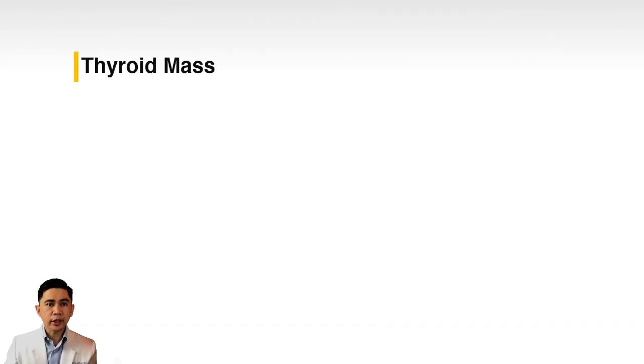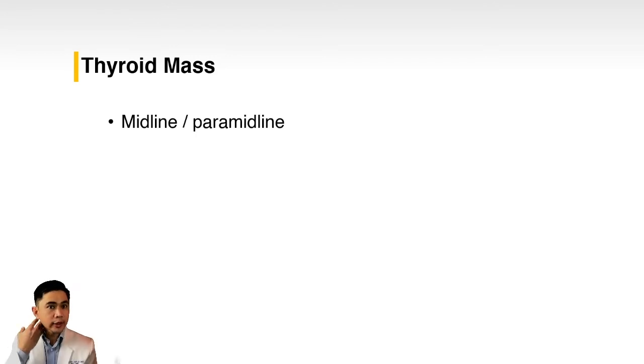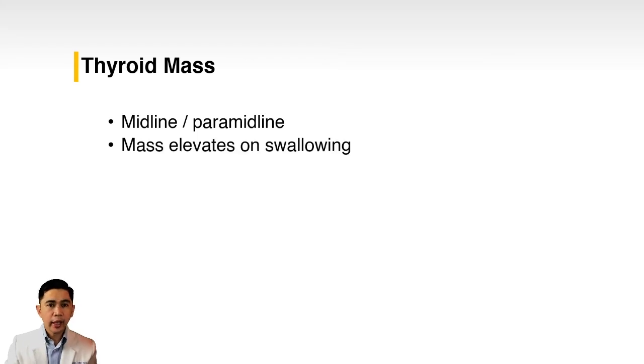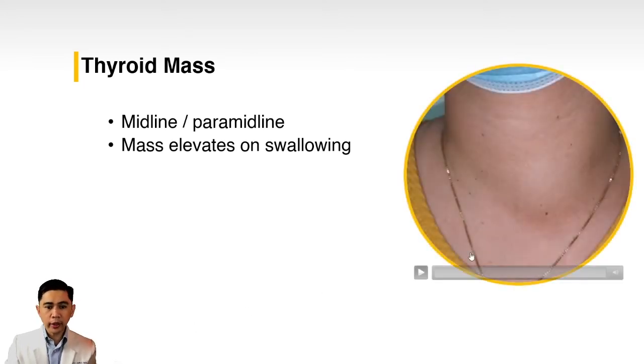So first is the thyroid mass. How do we know if the neck mass comes from the thyroid? First, it is midline or paramidline. It is in the center, it's not on the side, so it's usually in the center. That's where the thyroid is, and it elevates on swallowing. So you just have to ask the patient to swallow in order to know if it's really from the thyroid. So take a look at this example.